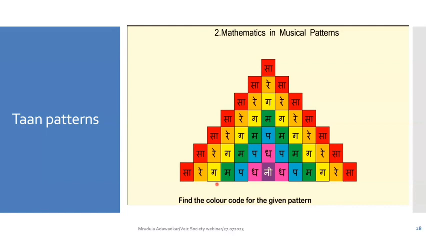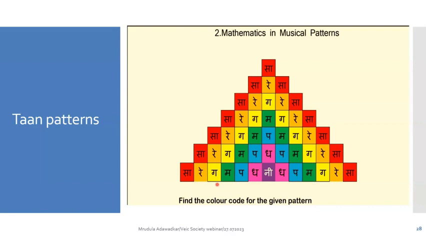I'll just show you some demonstration in this. First of all, we will try to sing that flat tan. Sa, sa re sa, sa re ga re sa, sa re ga ma ga re sa, sa re ga ma pa ma ga re sa, sa re ga ma pa dha pa ma ga re sa, sa re ga ma pa dha ni dha pa ma ga re sa. This is simple vistar. I've just arranged them one below the other and tried to increase them in the form of a tempo.